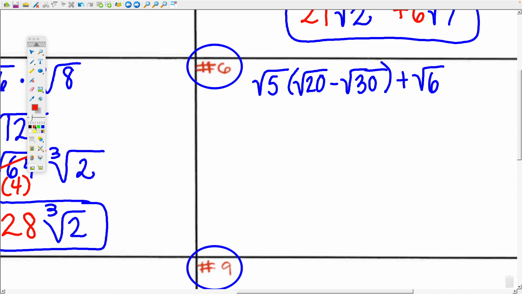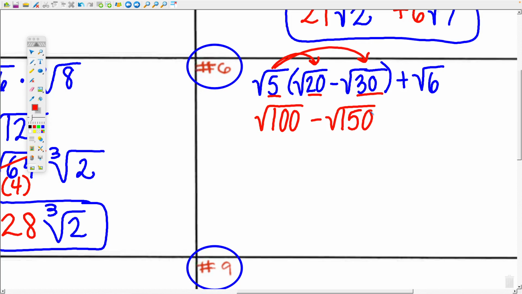Thank you. Distribute. This times this times this. Inside times inside, okay? So the square root of 5 times the square root of 20 is the square root of 100. Get it? Because 5 times 20 is 100. And now I'm going to do the square root of 5 times the square root of 30. And don't forget the minus sign in there, okay? So we'll put a minus sign in between. And then I'm just going to bring down the square root of 6.